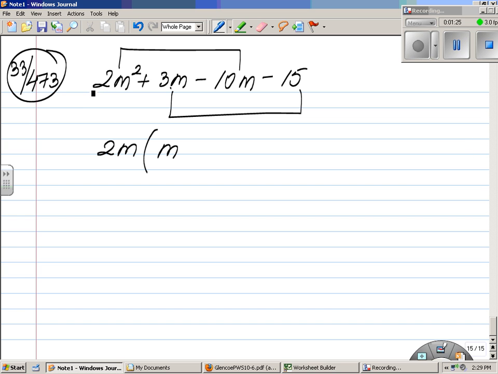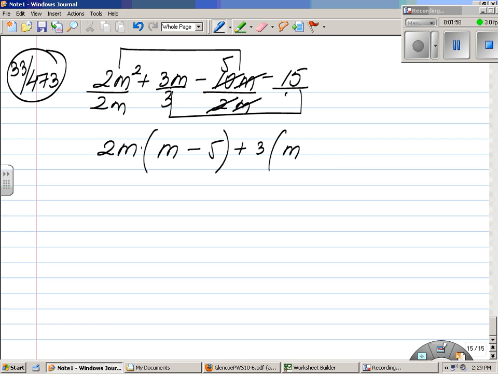I'm dividing this one by 2m. I'm dividing the third one by 2m, because that's my greatest common factor out of the two terms here. M minus 10m divided by 2m will be what? 5, just 5, because m divided by m is 1. Second and the last term here, common factor will be 3, so it'll be plus 3 times 3m divided by 3 is going to be m, negative 15 divided by 3 will be negative 5.